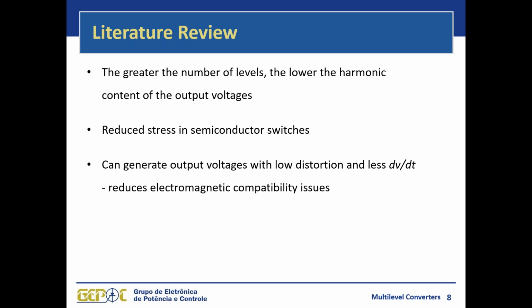And we can have multi-level converters with many levels per phase. This higher number of levels in the converter output phase voltages, and of course line-to-line voltages, provides a lower harmonic content on these voltages. So we have a better harmonic performance when we work with multi-level converters. Also, we have reduced stresses on the semiconductor devices. As a result, we can generate these output voltages with low distortion and less dv/dt stresses on the semiconductor devices.